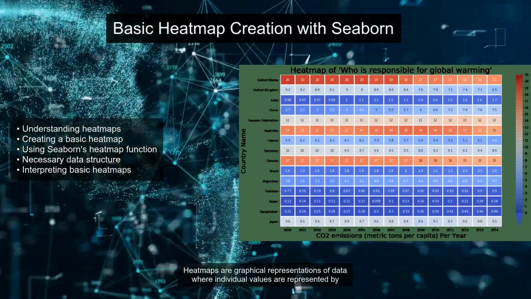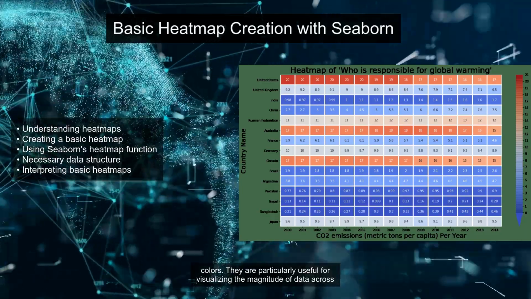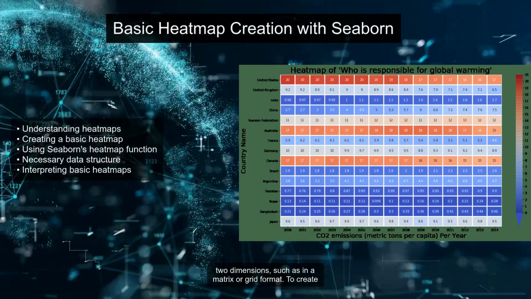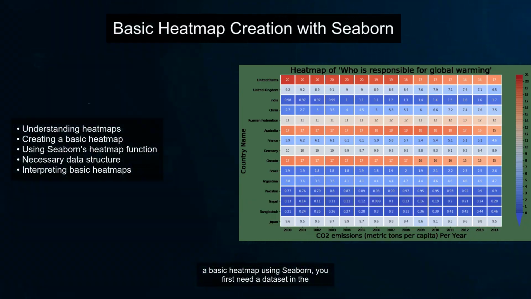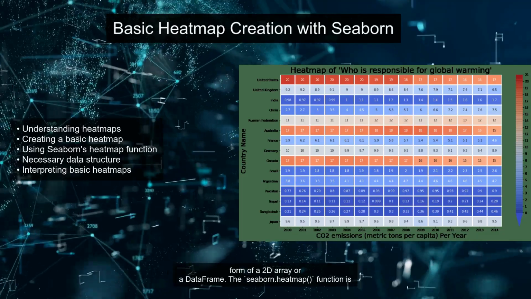Heat maps are graphical representations of data where individual values are represented by colors. They are particularly useful for visualizing the magnitude of data across two dimensions, such as in a matrix or grid format. To create a basic heat map using Seaborn, you first need a dataset in the form of a 2D array or a data frame.